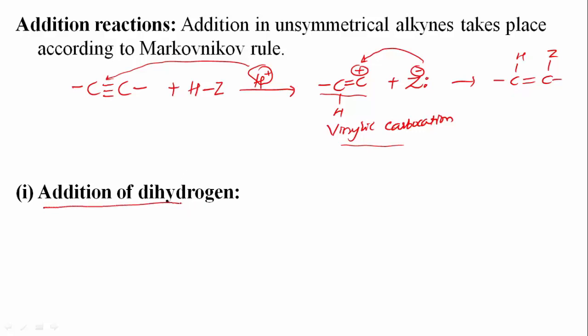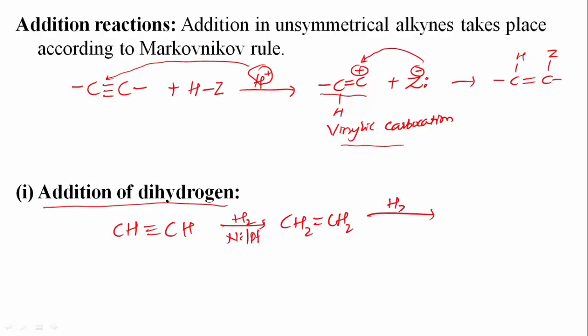So now let's see the example of addition of dihydrogen. Simply, if I consider the alkyne, here I have taken the ethyne molecule. Now upon hydrogenation, the addition of hydrogen in the presence of a catalyst is said to be hydrogenation. So first it will get converted into the alkene, CH2=CH2.